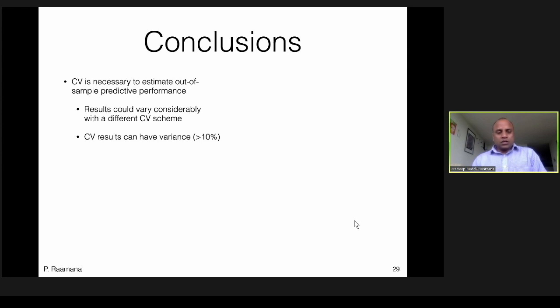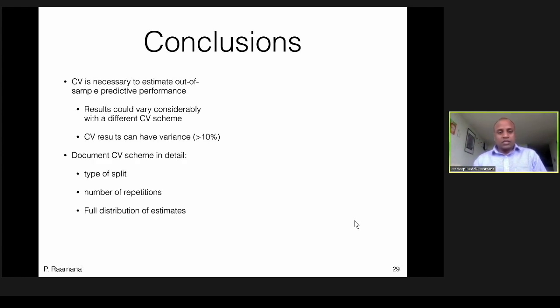So the conclusions are: cross-validation is necessary to estimate out-of-sample predictive performance, and we know why we need to do that. The results and bias could vary considerably with a different cross-validation scheme, and they can have a huge variance, sometimes over 10%. Most importantly, once you do the right thing, you must also report and document the whole scheme in detail: how you split it, how many times you repeated it, what the full distribution of estimates is across all the repetitions, etc.